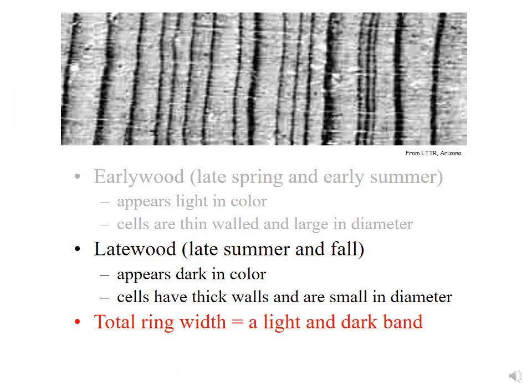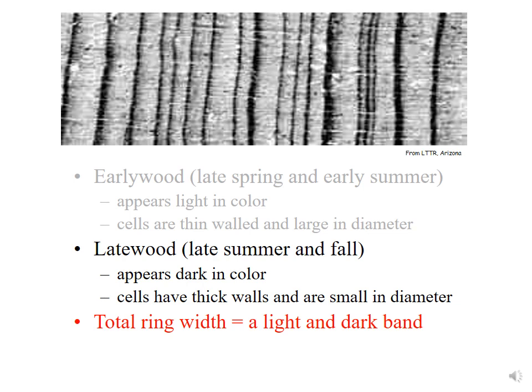So if we look at a core, we have early wood, which is the light wood, which is when the wood is growing fast. It appears light in color, the cells are thin-walled and large diameter. And then you have late wood in the summer and fall, which is slower growing, and it appears dark in color.